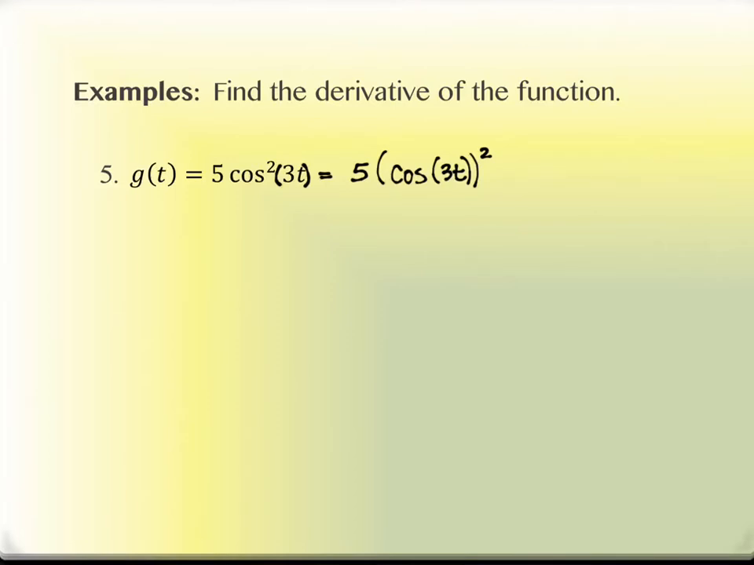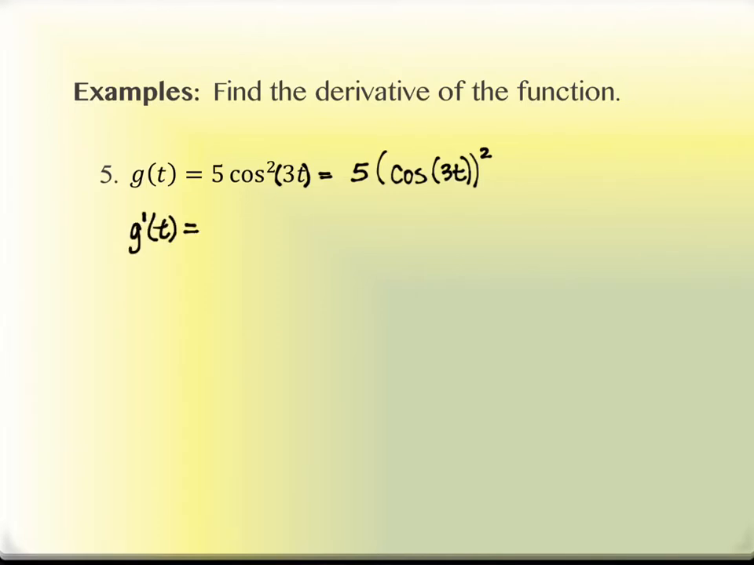So this is the first one we've encountered like this. There are 2 inside functions. 3t is inside, but the cosine part is inside as well. So what do we do? Well, we apply the chain rule twice. And here's what it looks like. The outside function is the power of 2.